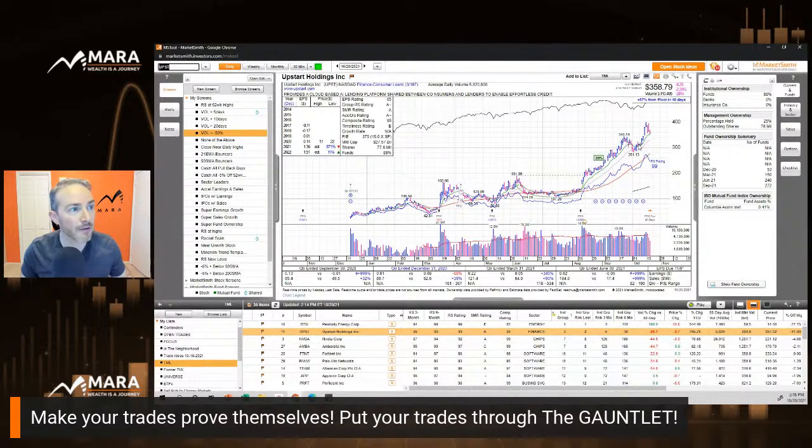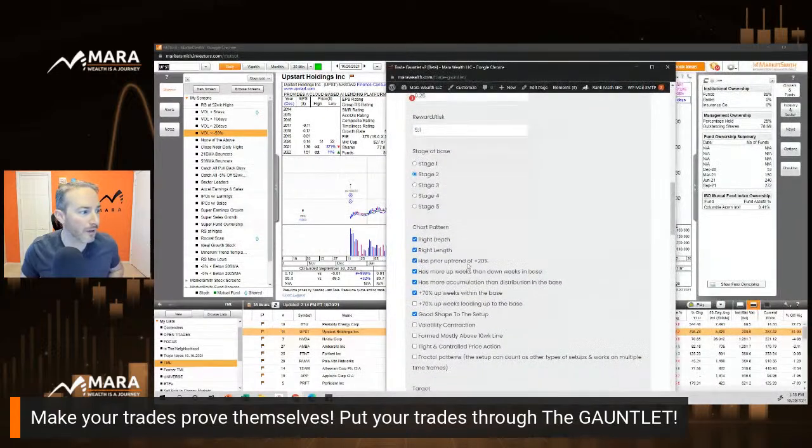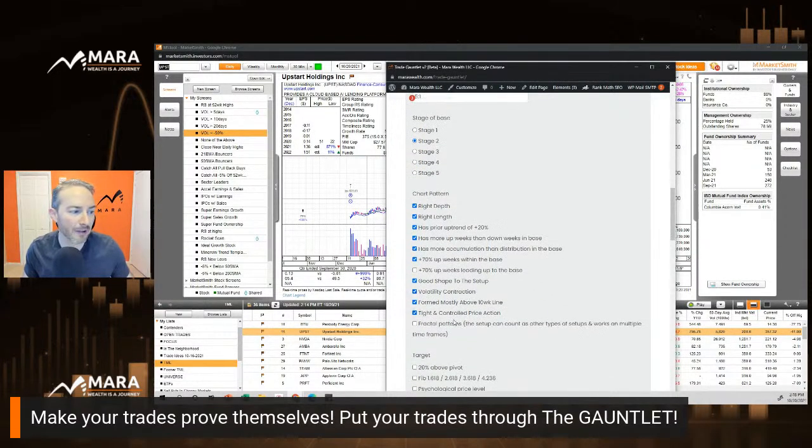Yes, I would have counted that as volatility contraction. So you have this pullback, then volatility picks up as it spikes down. But before it blasts off again, it tightens up a lot right in there relative to itself. So yeah, volatility contraction, yes, it was formed. In fact, it was entirely formed above the 10-week line. Tightening controlled action, yes. And fractal patterns is counted as multiple types of things. Nah, I'll be conservative. I don't want to give it that.